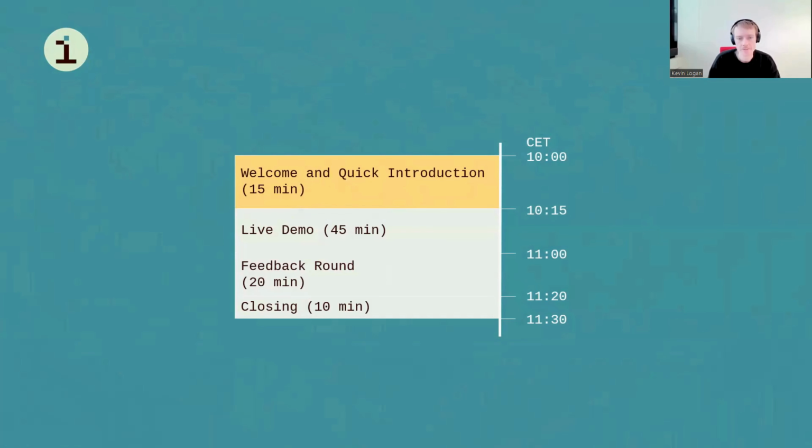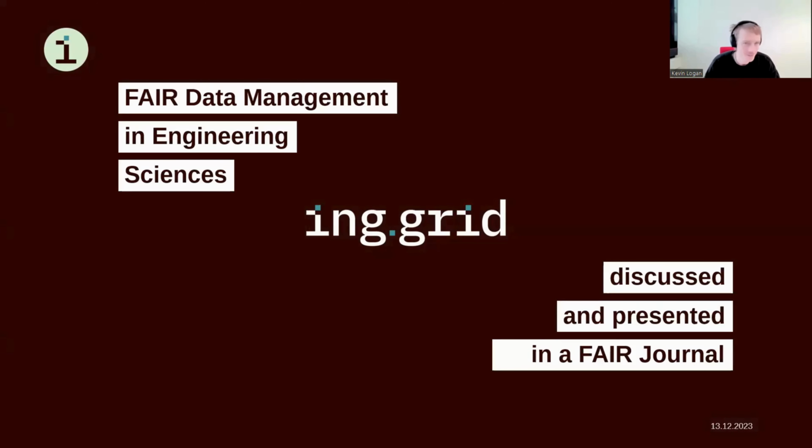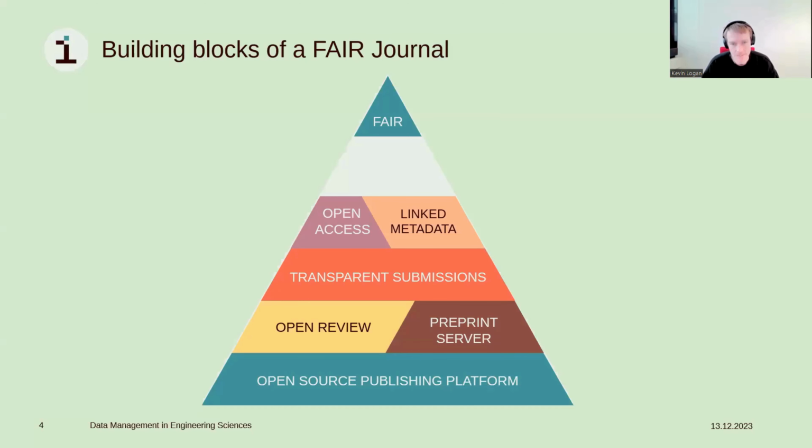If any of you have ever heard anything about ing.grid, you all know this slide: we are a journal for FAIR data management and engineering sciences, and we want ing.grid itself to be a FAIR journal in which we present this content. What does that mean exactly? We have several building blocks, and we build on an open source publishing platform which allows us to run our own preprint server on which we conduct open review. And all of this is provided by Janeway.